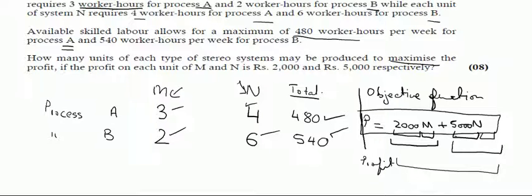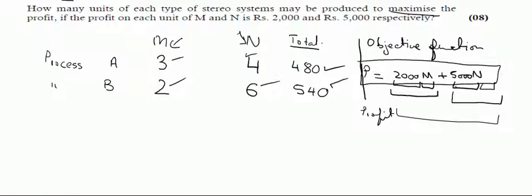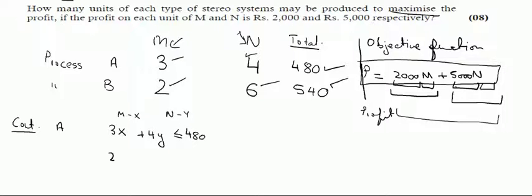If we see the question, it wants us to tell the number of units that we should produce to maximize the profits. We have two constraints. Constraint number 1 is for process A. Let's represent product M by X and N by Y. So we will have 3X plus 4Y is less than or equal to 480, and 2X plus 6Y is less than or equal to 540. We also have an objective function which is P equals 2000 M plus 5000 N.